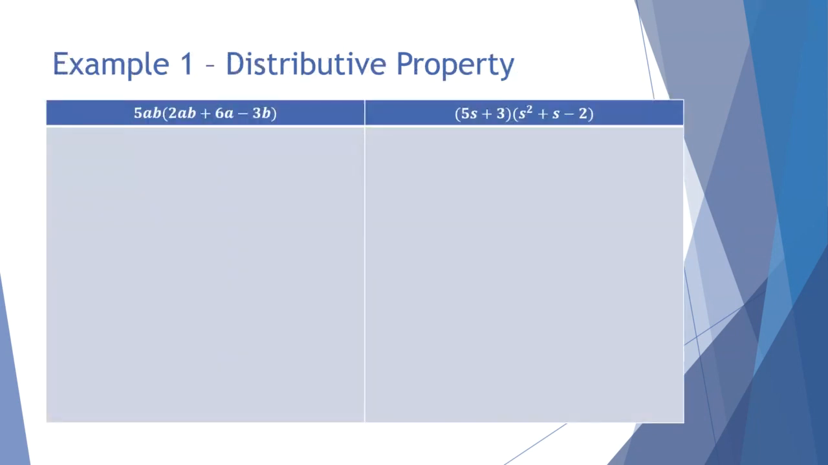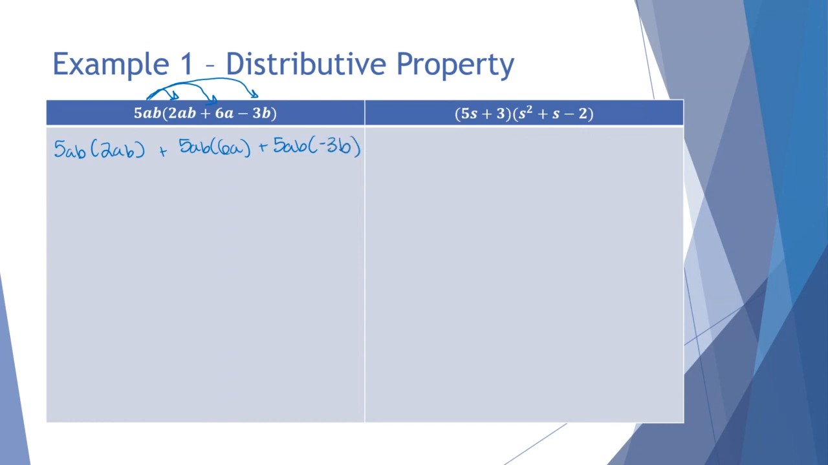So I'm going to start with the distributive property. The example on the left is the regular distributive property, and the example on the right is the extended version. So I'm going to go through both of these. As we know, the distributive property is just taking what's on the outside of the parentheses and multiplying it by the inside. So you have 5ab times 2ab plus 5ab times 6a plus 5ab times negative 3.